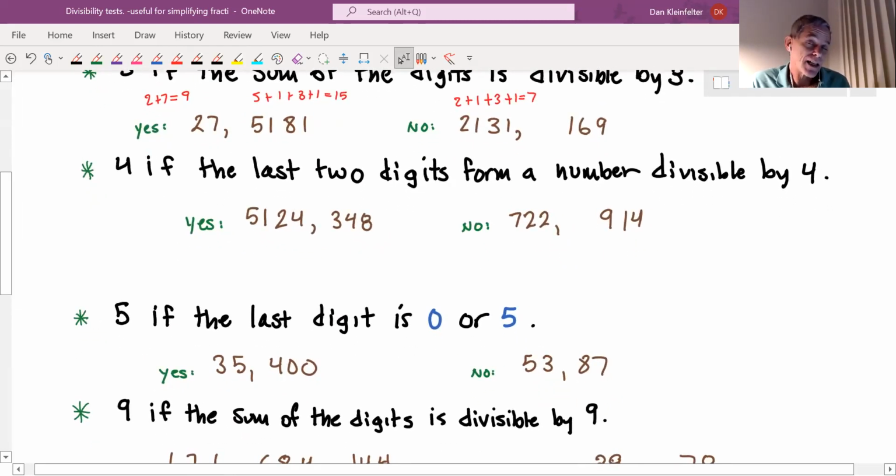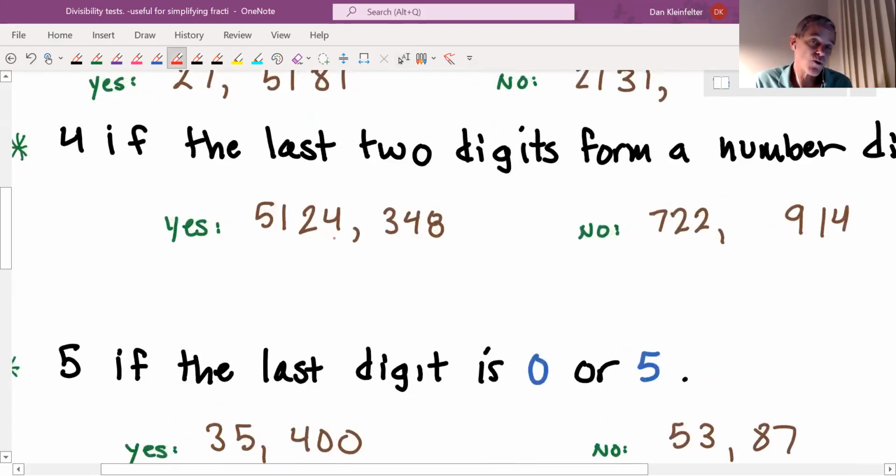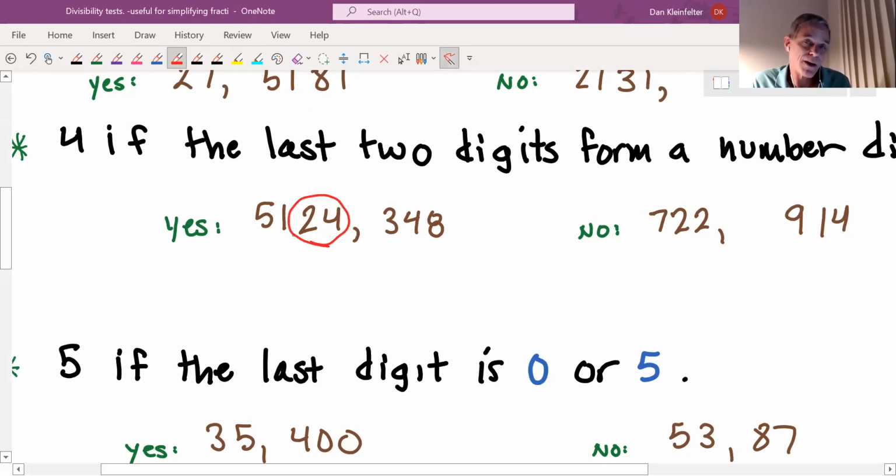For 4, to check and see if a number is divisible by 4, you look and see if the last 2 digits form a number that's divisible by 4. So for example, 5,124, I know that 24 is divisible by 4. And since 24 is divisible by 4, 6 times 4, right? Since 24 is divisible by 4, our original number is divisible by 4.